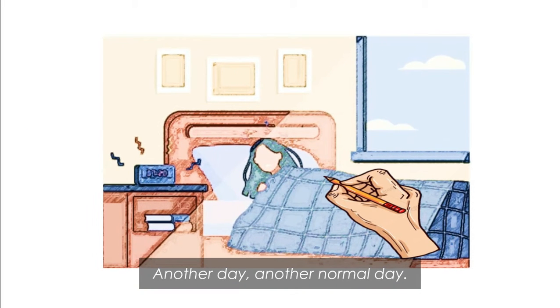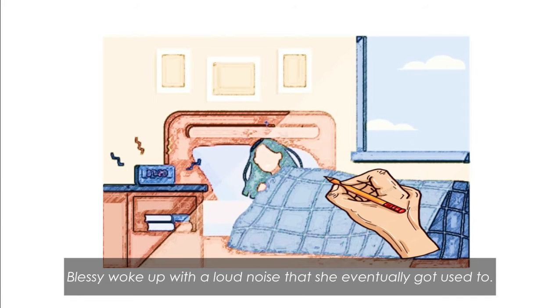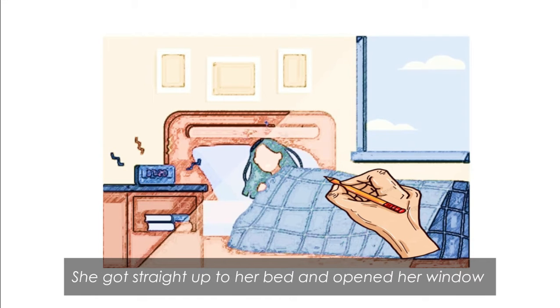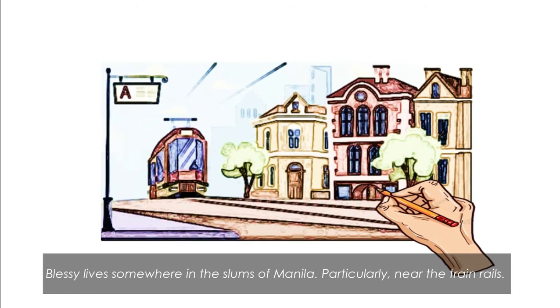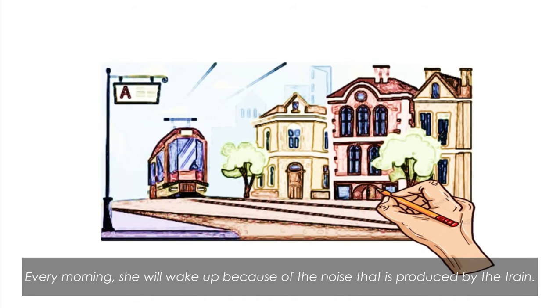Another day, another normal day. Blessy woke up with a loud noise that she eventually got used to. She got straight up from her bed and opened her window to see the train that serves as her alarm clock every morning. Blessy lives somewhere in the slums of Manila, particularly near the train rails. Every morning, she will wake up because of the noise that is produced by the train.